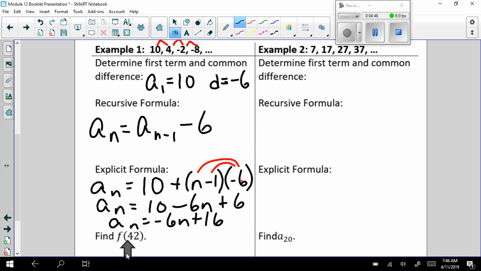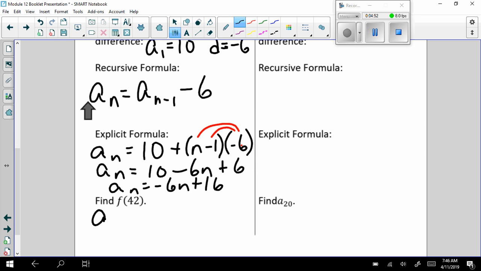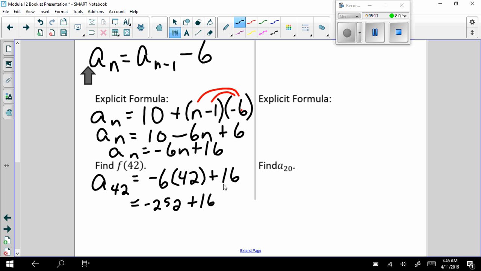Now it asks for f of 42. I use that function notation. I'm going to go ahead and switch back into my subscript notation because it means the same thing. All I'm going to do is plug that 42 in here, do my arithmetic, and then do my subtraction here, which is going to give me a negative 236.